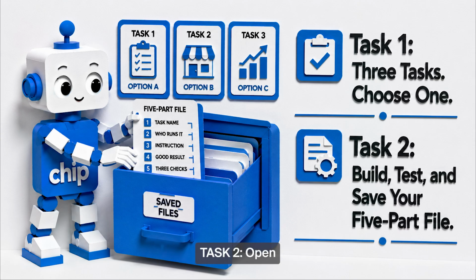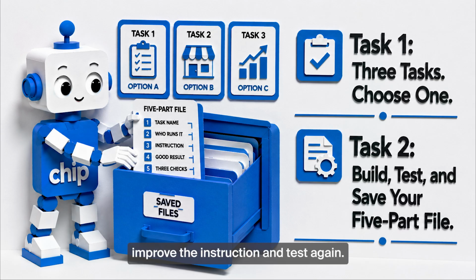Task 2. Open Copilot at copilot.microsoft.com. Use the 60-second instruction file generator from this section. Type your business type, city, and your main task. Use the Copilot draft to fill in all 5 parts. Then test part 3 once. If the result does not match part 4, improve the instruction and test again. Save your completed file as a document or photograph it and label it SOP_your task name_H5.